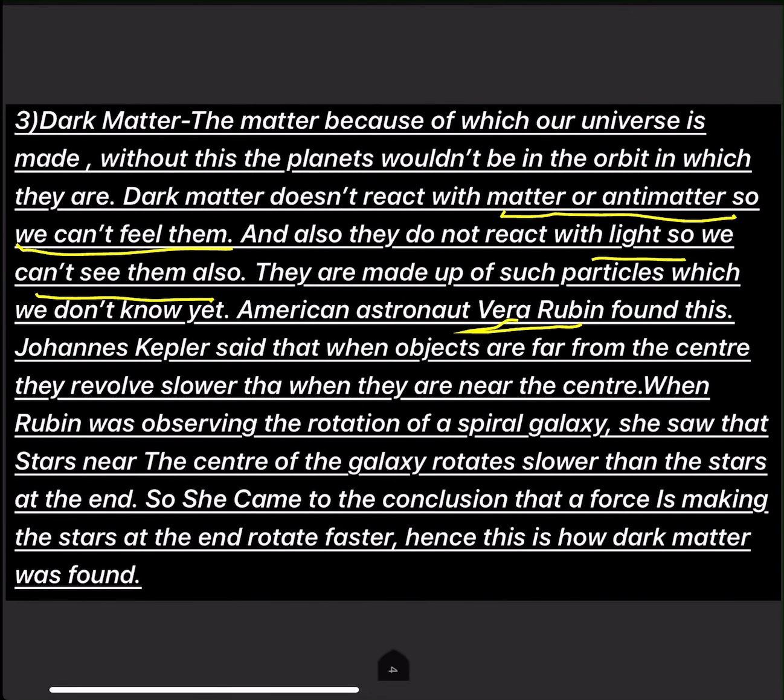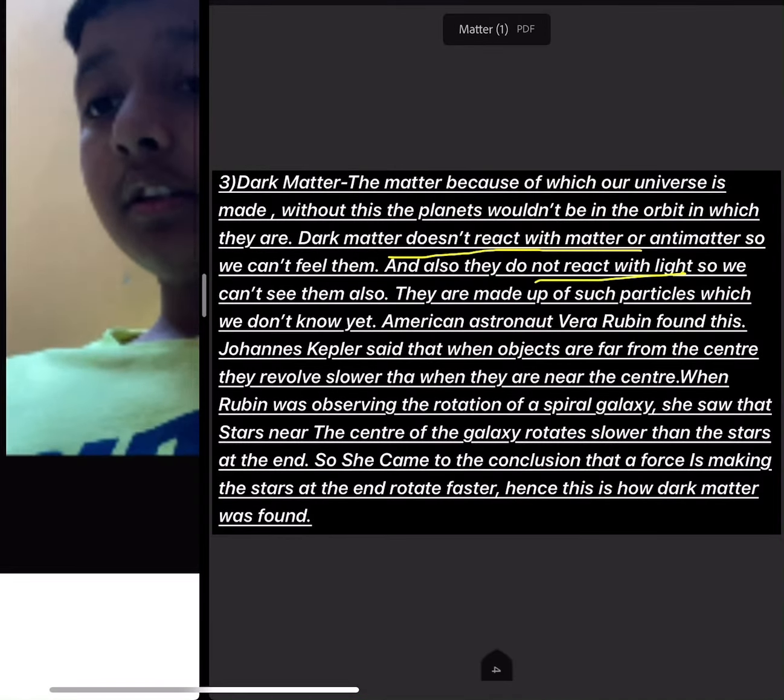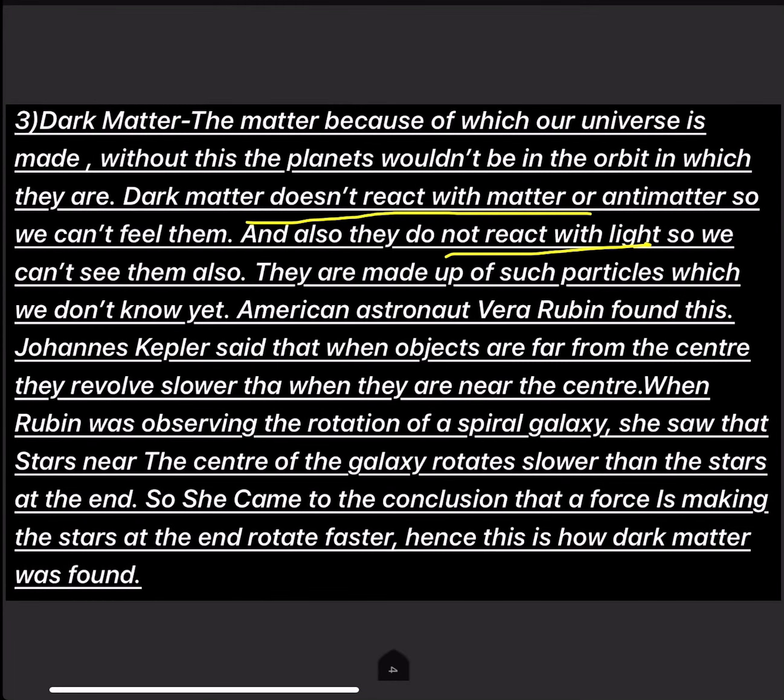Dark matter, the matter because of which our universe exists. If it would not be there, then the planets wouldn't be in the orbit in which they are now. Dark matter doesn't react with matter or antimatter, so we cannot feel it. And it also does not react with light, so we cannot see it either. It is made up of particles which we do not know yet. American astronomer Vera Rubin found this.